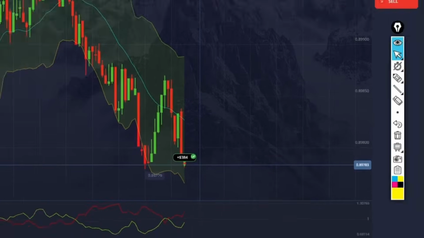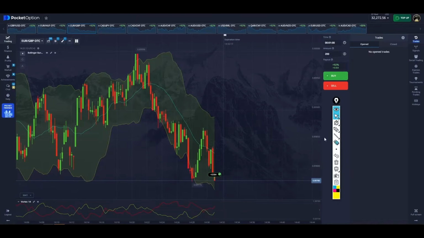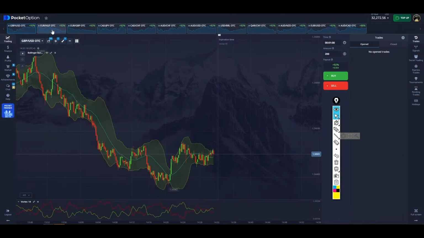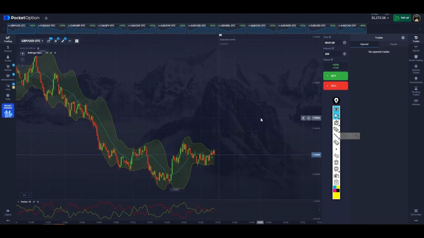The setup was read correctly, and I'm taking my profit. Perfect. I won't linger here for too long. Let's move on and try to find another solid opportunity. This strategy is showing pretty good results, so it's definitely worth paying attention to.